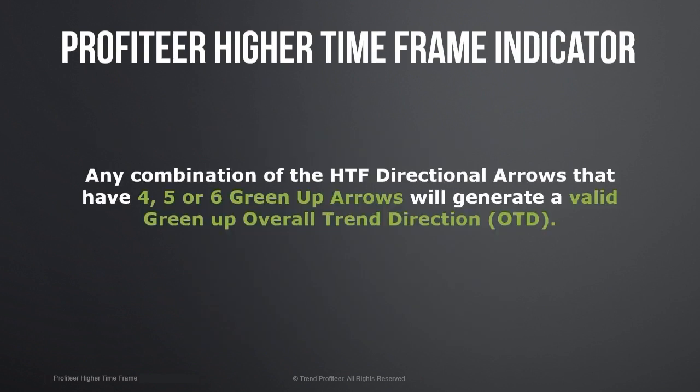So any combination of the HTF directional arrows that have 4, 5, or 6 green up arrows will generate a valid green up overall trend direction OTD.